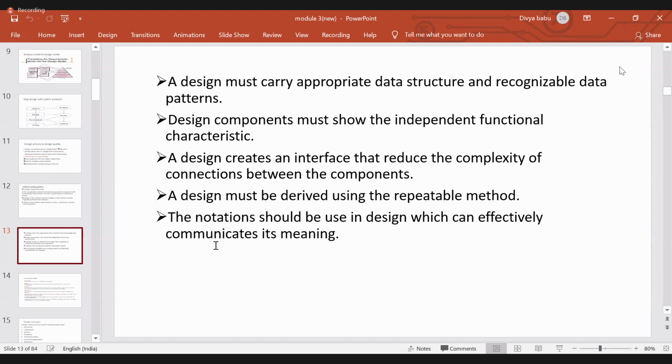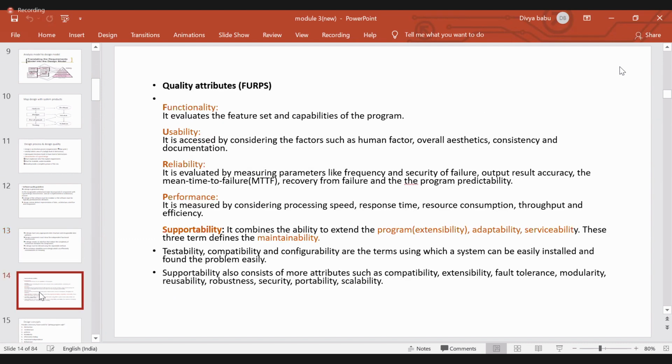This is the one I explained. Notations have an effective meaning, so follow the exact notations. For every diagram, you should be familiar with the notations.